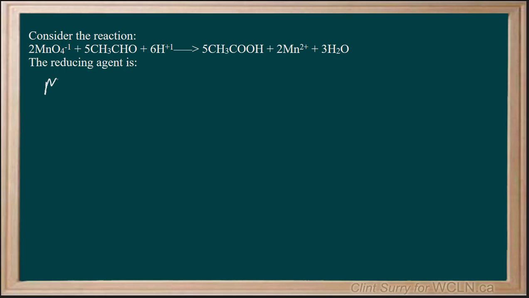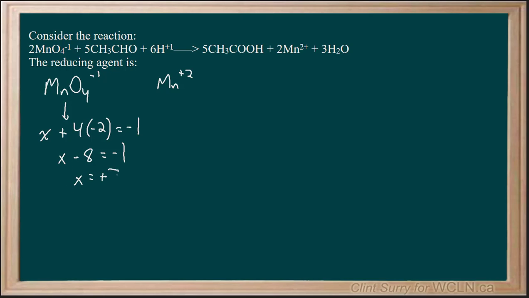I'm going to look here at my MnO4 minus 1 and my Mn plus 2 to see what's happening here. In this case, I'm going to use X to represent the charge of the manganese. I have 4 oxides, which are minus 2, and overall this ion is a minus 1. So that means X minus 8 equals minus 1. So X equals plus 7.